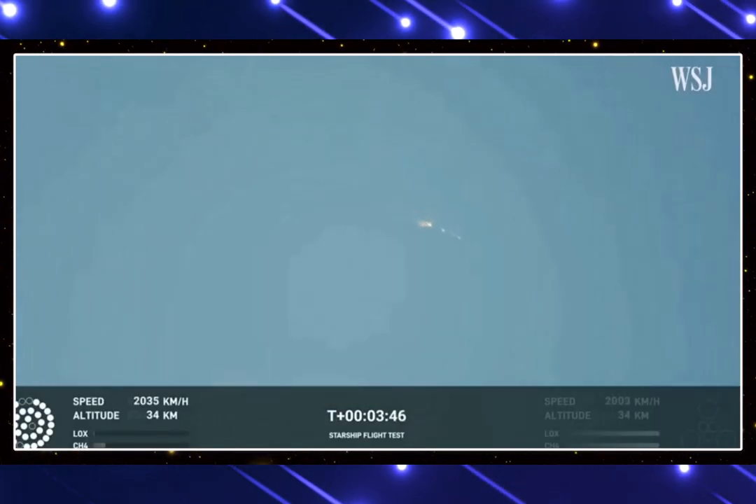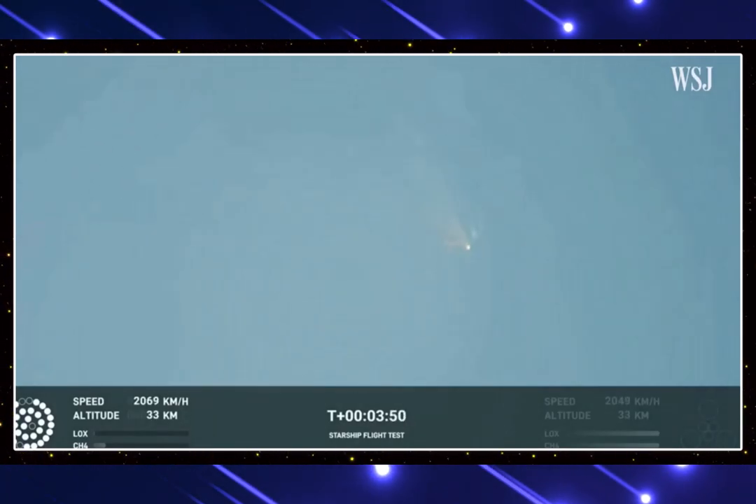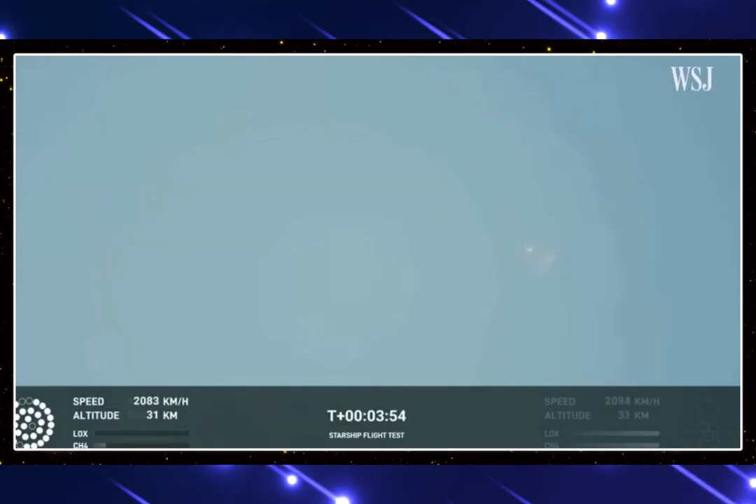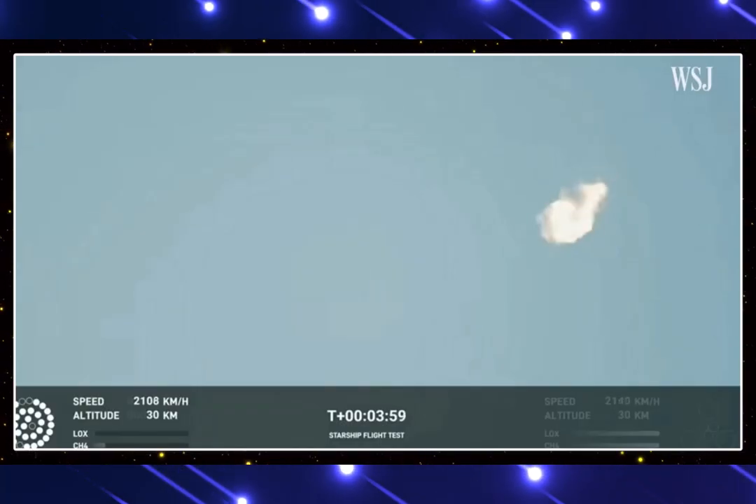Had separation by now. Obviously, this does not appear to be a nominal situation. Yeah, it does appear to be spinning, but I do want to remind everyone that everything after clearing the tower was icing on the cake.